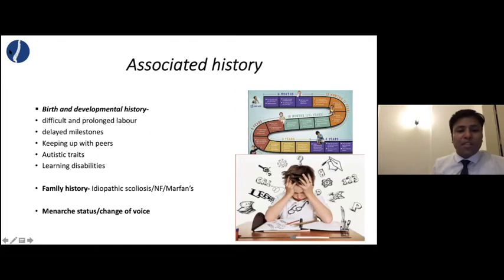Ask for a family history. Is there scoliosis in the aunt on the maternal side or in siblings? Idiopathic scoliosis can be like that. Neurofibromatosis, Marfan's, all can run down the families. Ask for menarche status, change of voice. Now, this gives a rough idea as to where this child lies in his or her growth chart. Post-menarchal patients normally have crossed the peak growth velocity and have entered a phase where they're close to skeletal maturity. Of course, this has to be confirmed with proper examination.